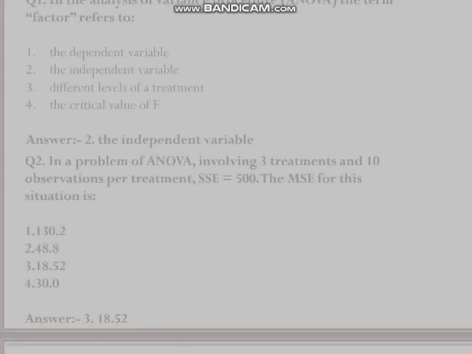Q1. In the analysis of variance procedure, ANOVA, the term factor refers to: 1. The dependent variable. 2. The independent variable. 3. Different levels of a treatment. 4. The critical value of F. Answer: 2. The independent variable.